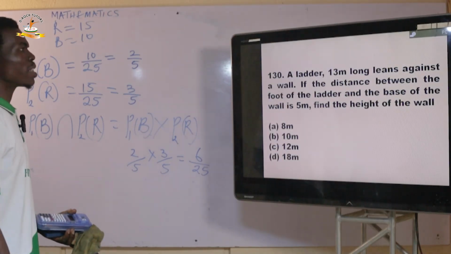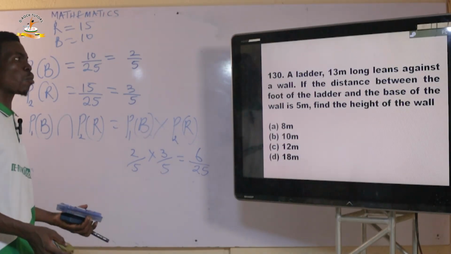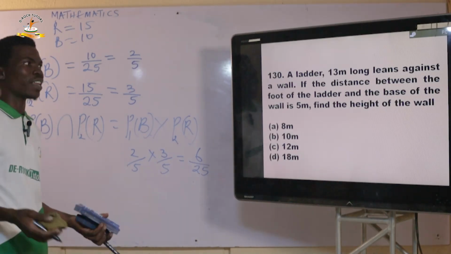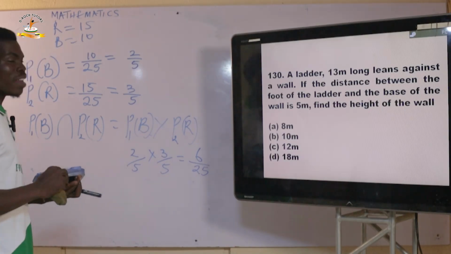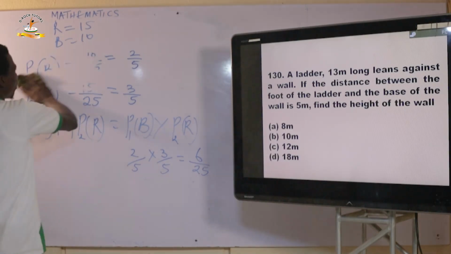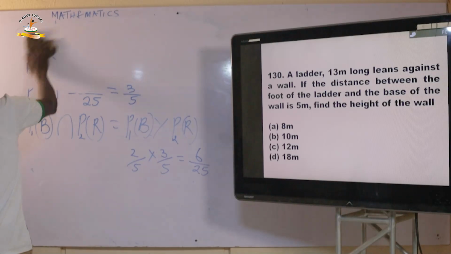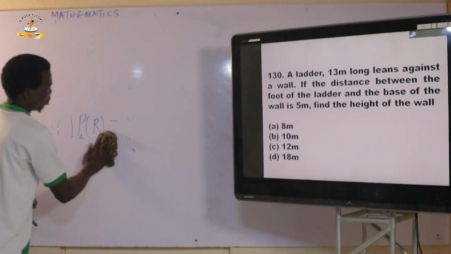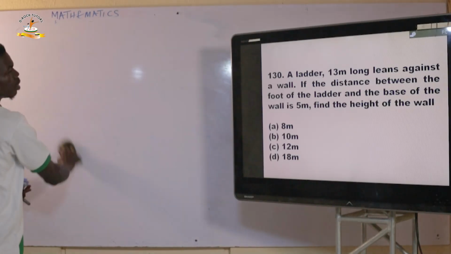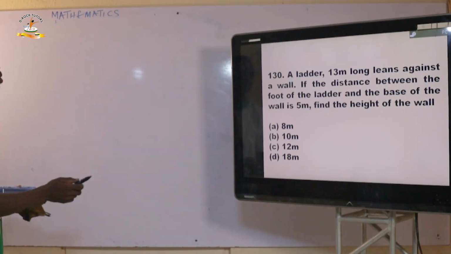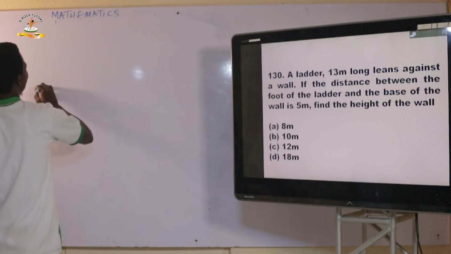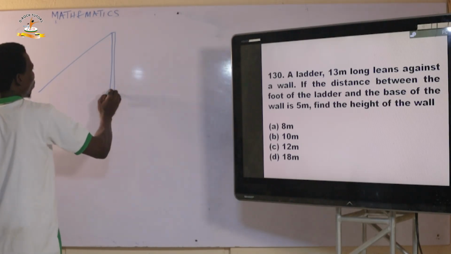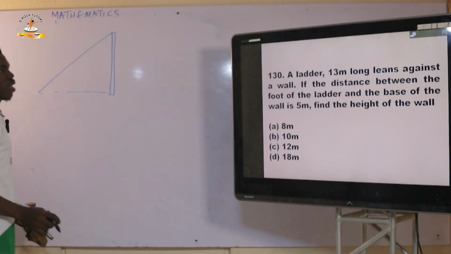Alright, a ladder 13 meters long leans against a wall. If the distance between the foot of the ladder and the base of the wall is 5 meters, find the height of the wall. This is still what? Elevation and depression problem. So let's do justice to it. So a ladder, let's represent this line as a ladder, and this is the wall.